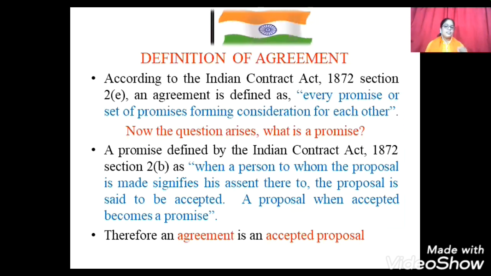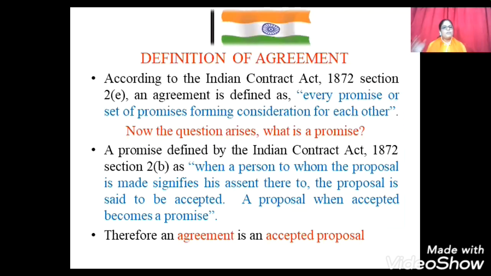So what is it? Something in return. If I am giving you my telephone, you have to give me money. If I am giving you one biscuit, you have to give me one chocolate. That is the policy of the kids. If I am eating something, you have to give me something, sharing. So here consideration means something in return. So the definition given by Section 2 clause (e) is every promise or set of promises forming consideration for each other. Now the question arises, what is a promise?